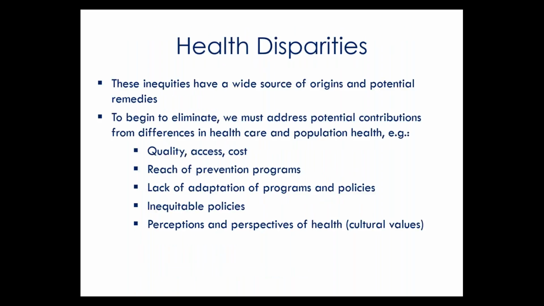We know a lot more about the causes of disparities than we do about elimination. Elimination comes down to quality, access, and cost. It can include the reach of prevention programs, the scale up. That's a big D&I issue. If we know something works, how do we get it to a larger population?